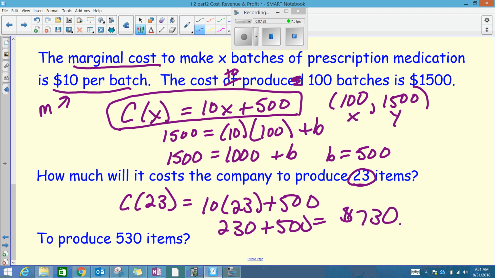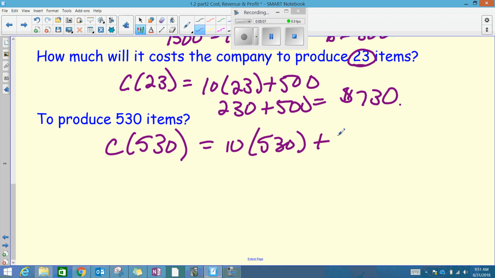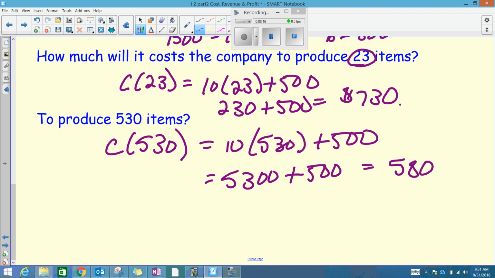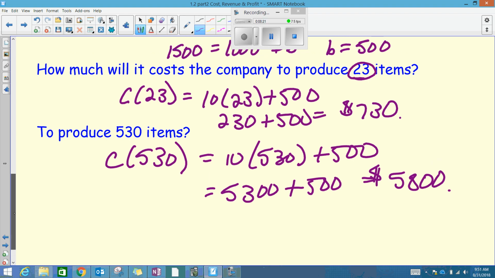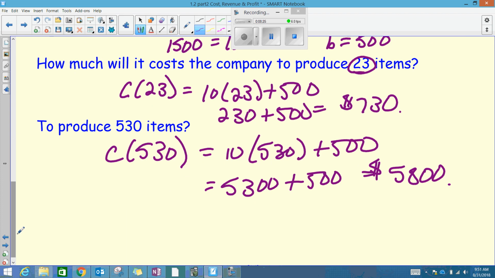To produce 530 items, again, now we just want C of 530. So we get 10 times 530 plus 500. So 5,300 plus 500 equals $5,800. Okay, so again, another scenario for a cost function is when you're given maybe the marginal cost and a data point. Same as when you're given slope and a point on a regular linear function.